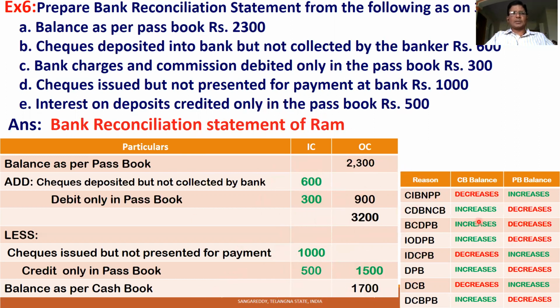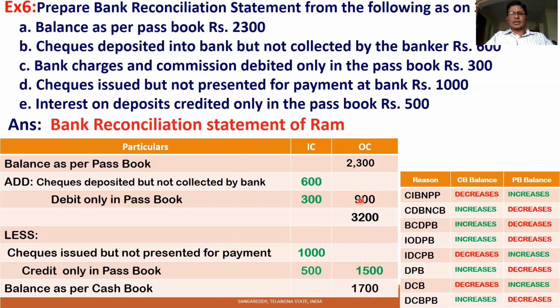This is an easy problem taken. For explaining, passbook balance we took 2,300. If passbook balance increases, we less. Checks issued but not presented for payment: passbook balance increases, so less. Interest on deposit is credited only in the passbook. Passbook increases, so less.